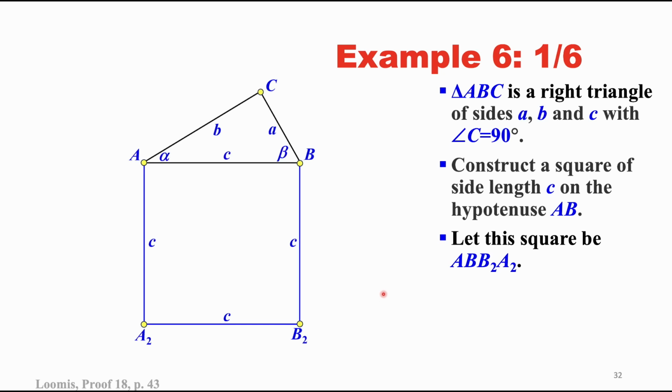Example 6 is a little bit more complex. Let's say ABC is a right triangle with side lengths A, B, C, with angle C being 90 degrees. Let's construct a square on the hypotenuse. Of course, this square's side length is C. Let this square be A, B, B2, A2. Angle A is alpha, angle B is beta.